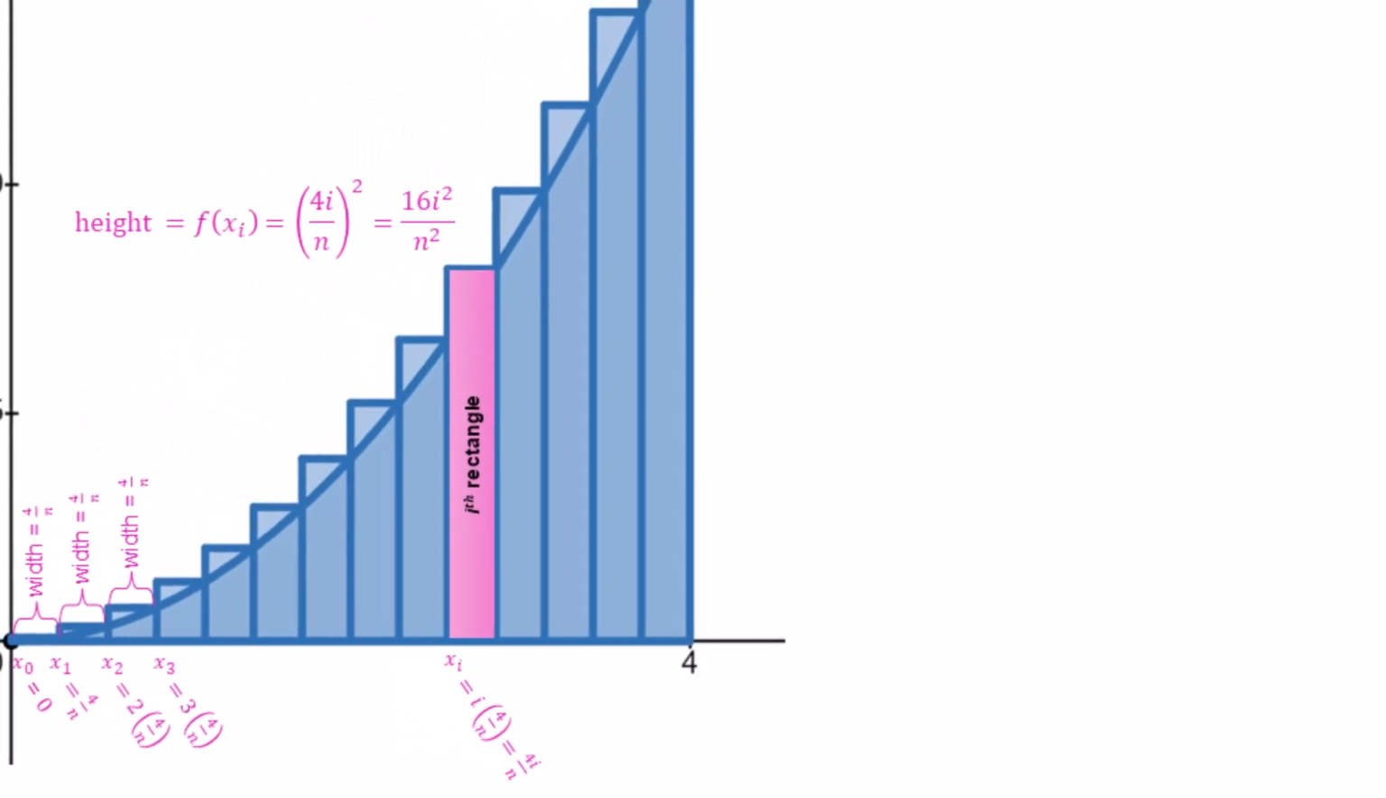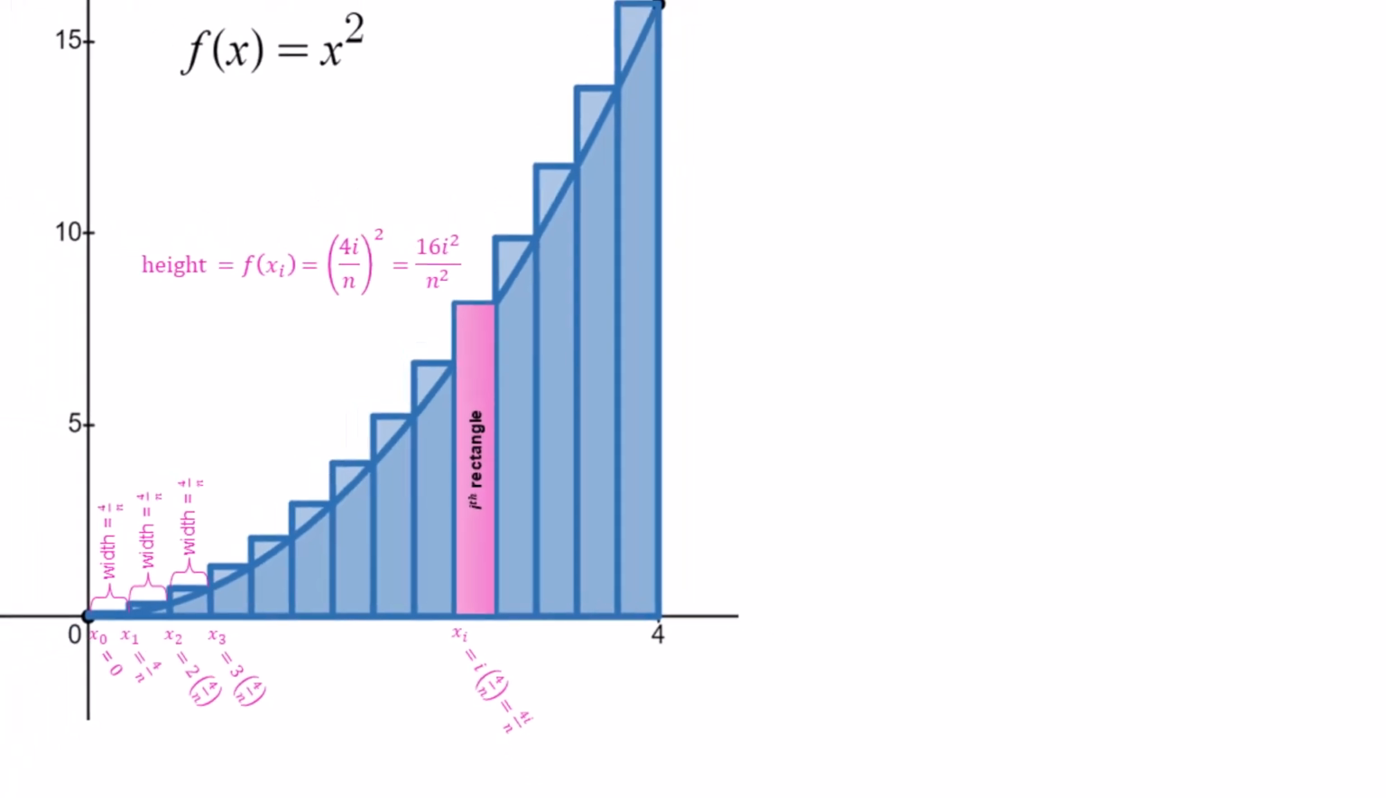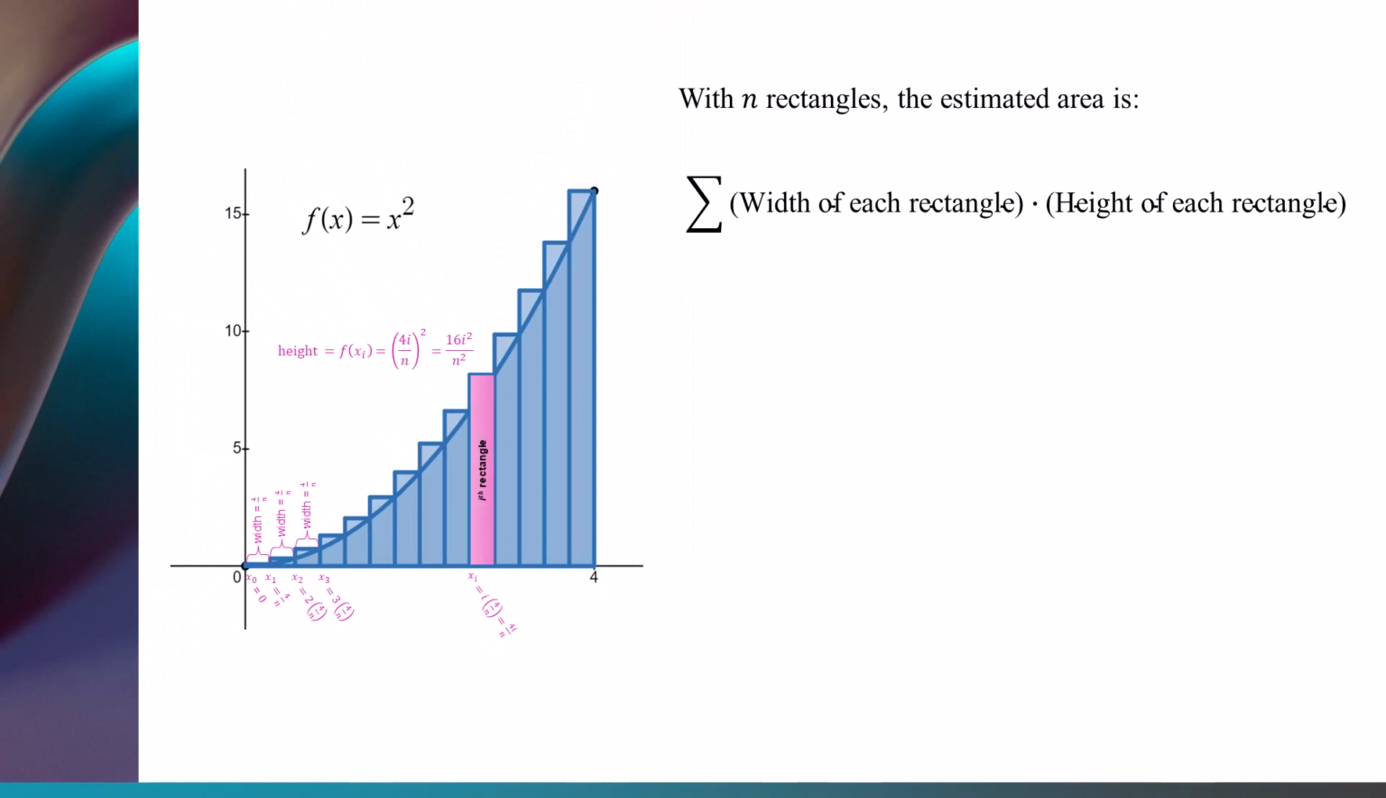Now, the height of the ith rectangle is f of x sub i, which is equal to x sub i squared, which is 4i over n quantity squared, or 16i squared over n squared. So, with n rectangles, the estimated area is the summation of the width of each rectangle times the height of each rectangle, which is equal to the summation of 4 over n times 16i squared over n squared.